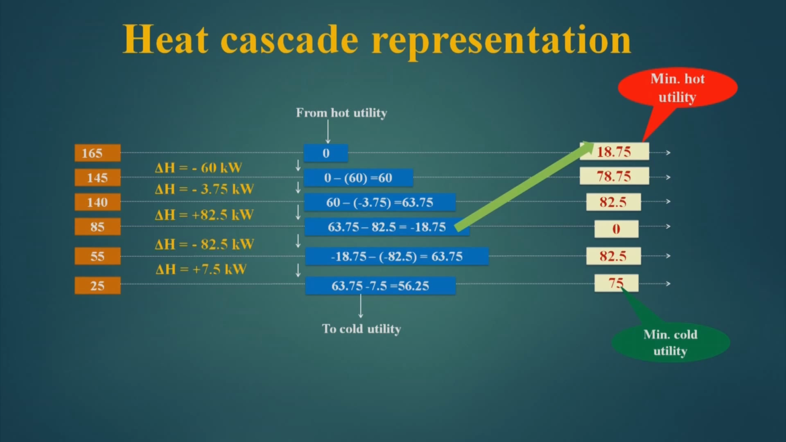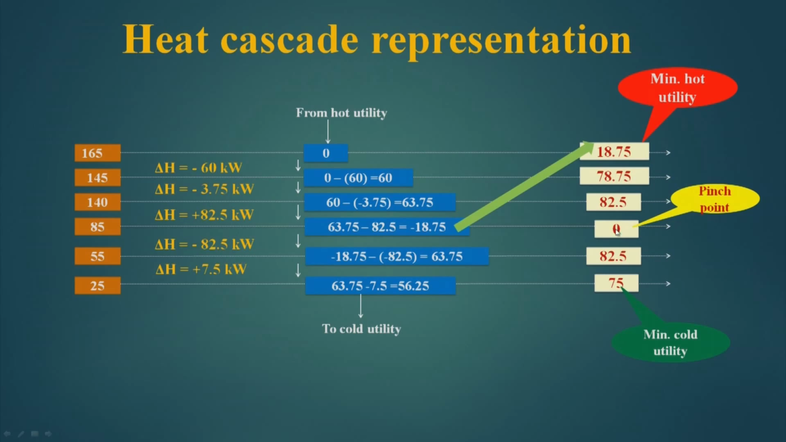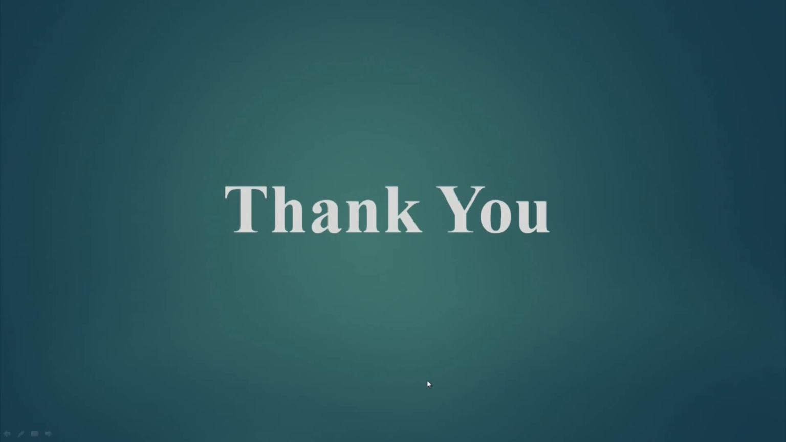I have already told you that pinch during the energy targeting gives you minimum hot utility and minimum cold utility which is required. It never talks about the maximum hot utility or maximum cold utility. Maximum hot utility and maximum cold utility can be anything, but it gives you the minimum required hot utility as well as cold utility. And this is the pinch point. Obviously, it is showing a shifted pinch point and the actual pinch point has to be computed. Thank you.